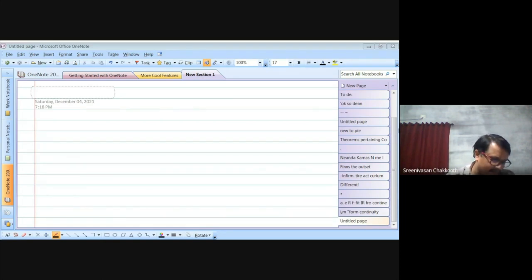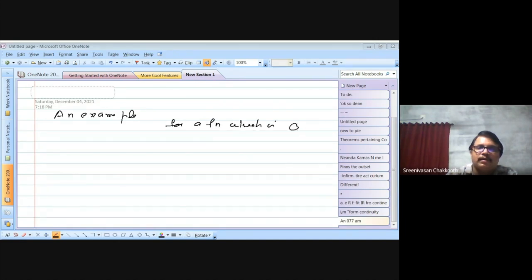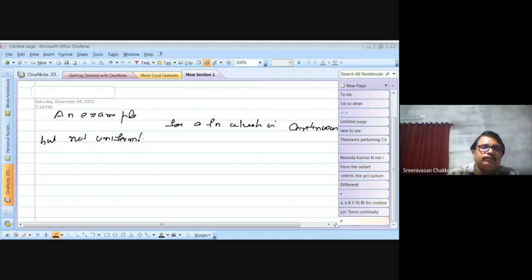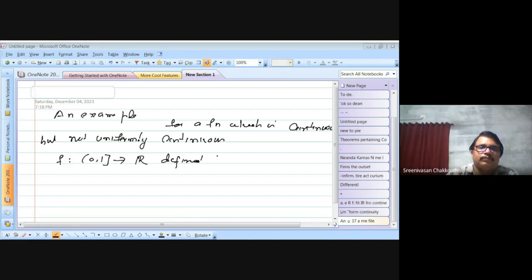Firstly, let me give an example for a function which is continuous but not uniformly continuous. The function f from the open interval 0, 1 to R defined by f of x equal to 1 by x.